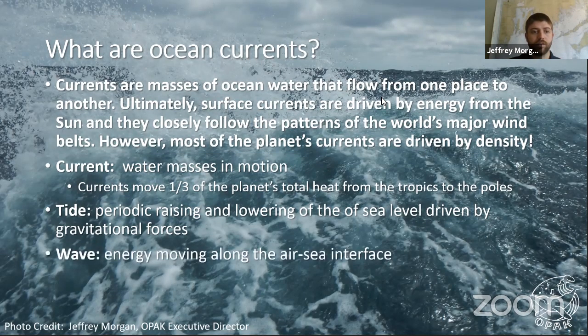And waves are a little different than currents and tides as well. Waves are energy that is moving just at the exchange of our ocean and our atmosphere, so the air-sea interface.